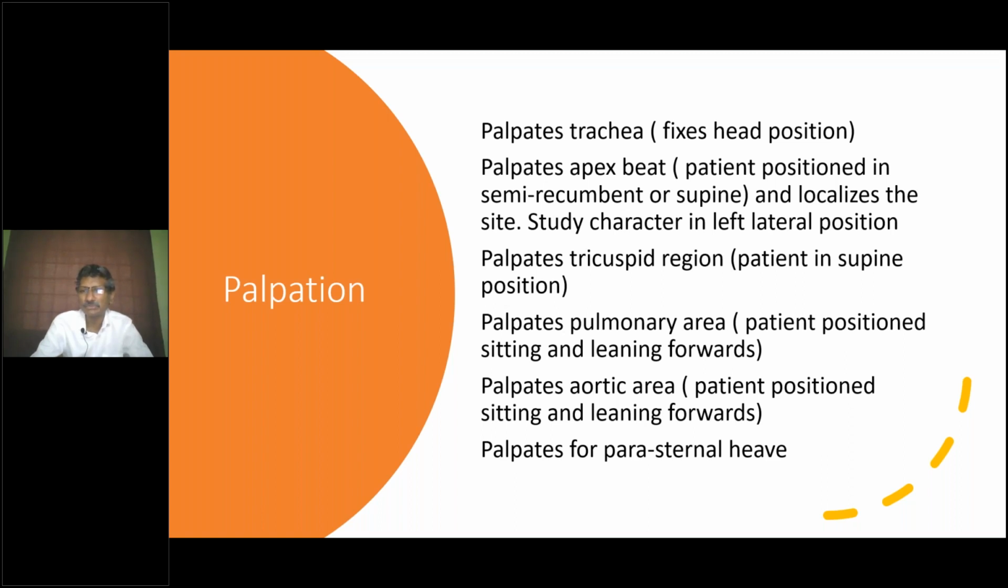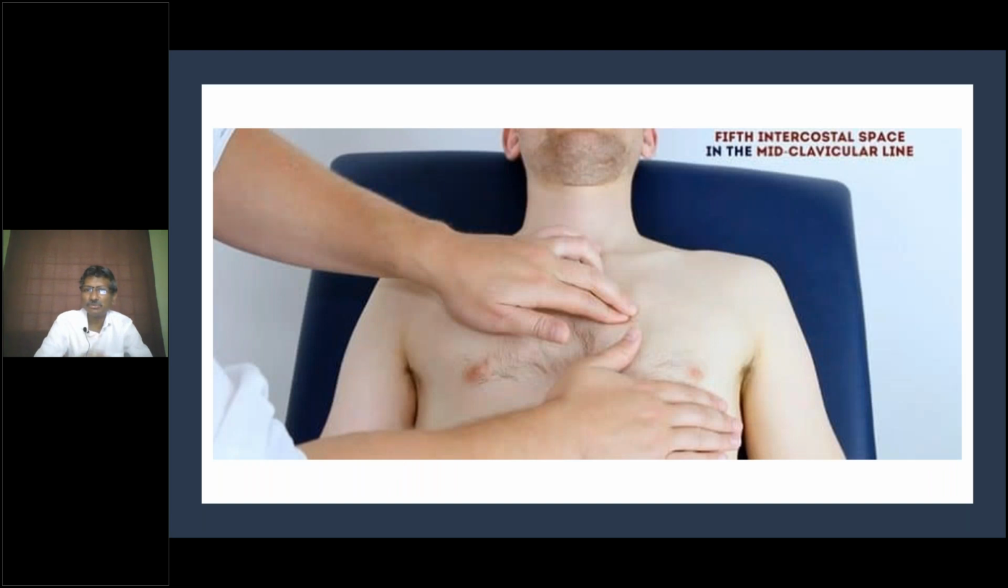Okay, there are two parts to that. One is to identify the location of the apical impulse. Another is to study the character. So there are two parts in the palpation of the apex beat. One is to identify the location, another is to identify the character.